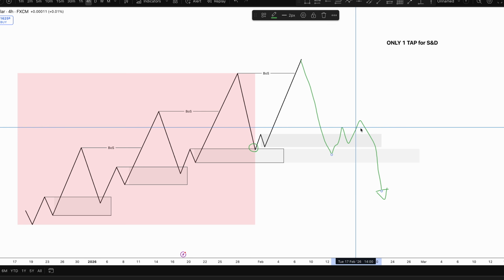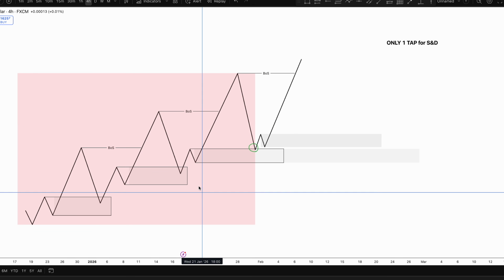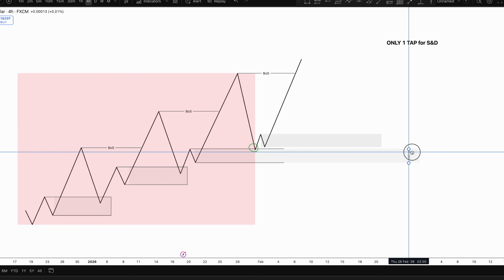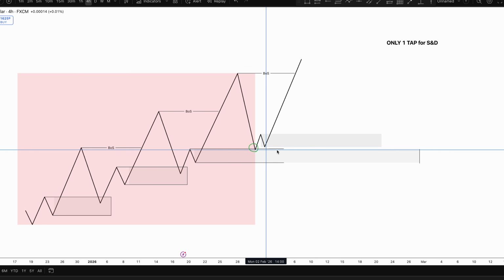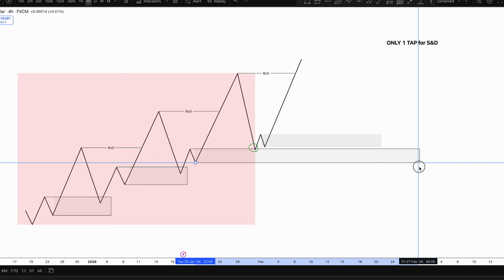So that's the first thing we need to understand about efficiency, which is less about the broader range as a whole and more about individual supply and demand zones. If a supply or demand zone has been retested previously, a second retest is not good news. It's not something we want to buy off.